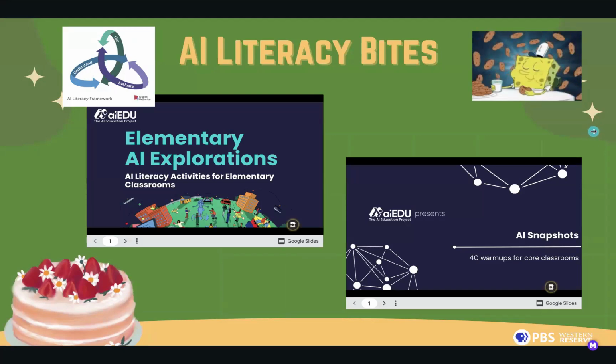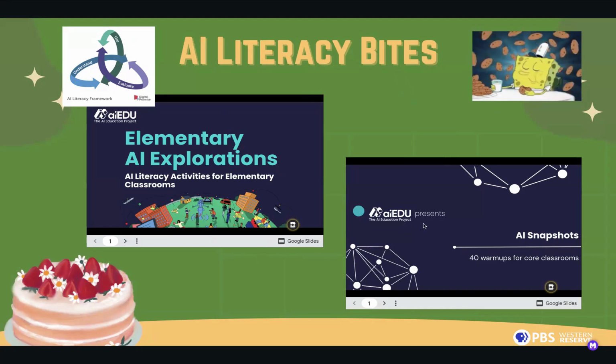So let's start with some examples. What can you start with very simply in your classroom? So that way you can start supporting AI literacy at all levels, K to 12. Okay. So here's some bites that I want you to chew on, to try out for next week and to try out with students as well.